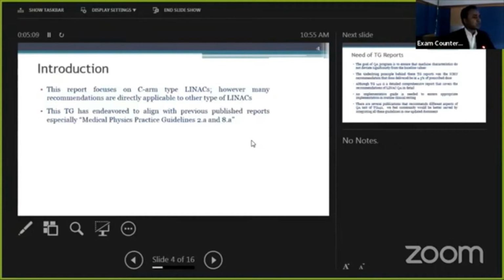This report focuses on C-arm type linacs. We have different C-arm type linacs like DHX, DBX, TrueBeam, Trilogy. These are C-arm type linacs, and other linacs are ring based, like Halcyon and Tomotherapy, or robotic arm type. So this report is not applicable to those linacs, but they are saying, however, many recommendations are directly applicable to these linacs. This TG has endeavored to align with previously published reports, especially Medical Physics Practice Guidelines 2A, 8A, and other reports as well.